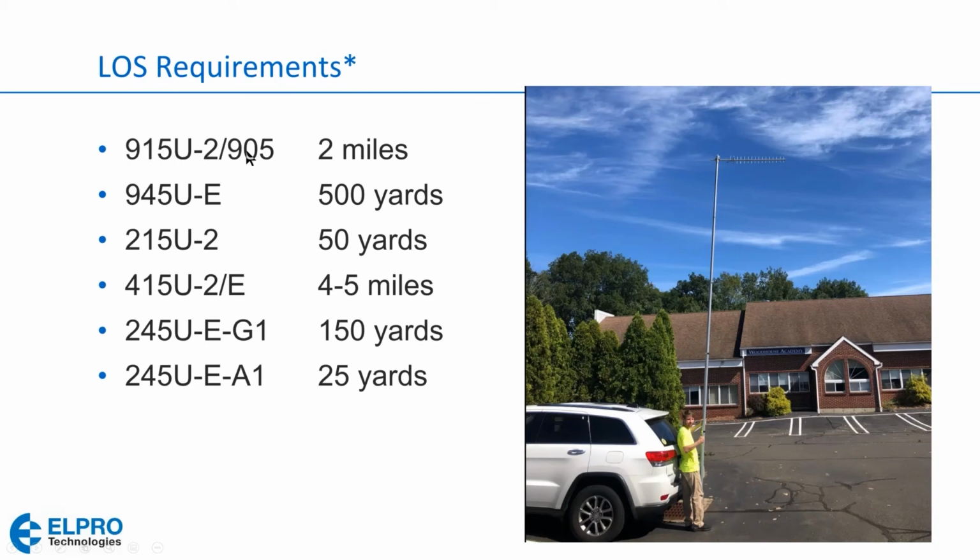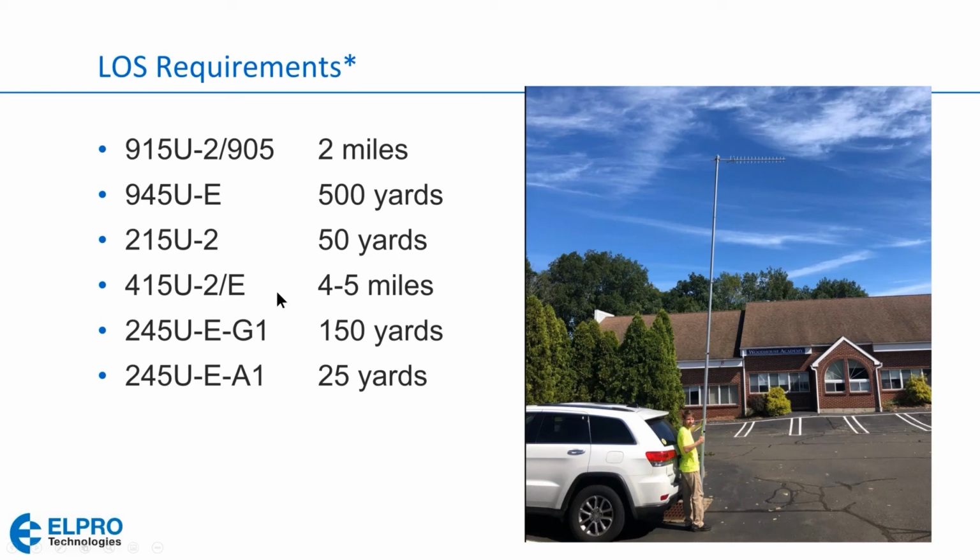For the 915U2 and the 905 series, it's 2 miles. For the 945U-E, roughly 500 yards. Anything beyond that, one antenna needs to be able to see the other. The 215U2 are 2.4 gigahertz radio, roughly 50 yards.